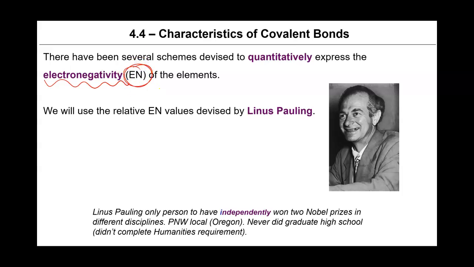The scale that we're going to use to express relative electronegativity is one that was developed by Linus Pauling. Linus Pauling is a Pacific Northwest local. He comes from Oregon, and he is famous not only for this electronegativity scale, but he is the only person to win 2 Nobel Prizes in two completely different disciplines independently. Most Nobel Prizes are awarded to teams of people. Linus Pauling got 2 of them all by himself.